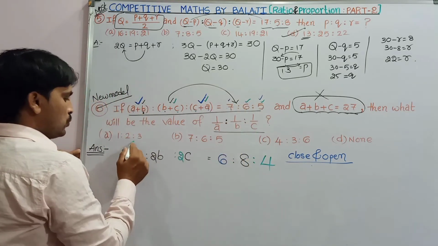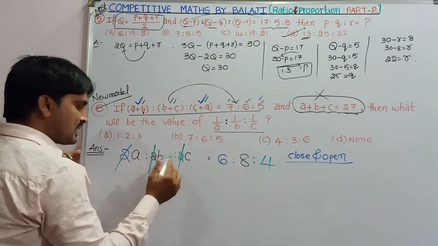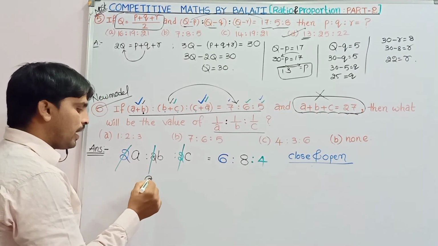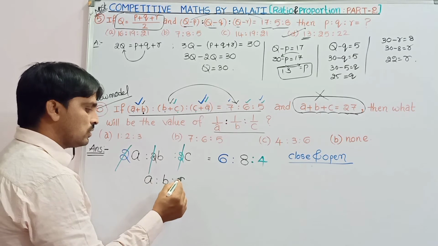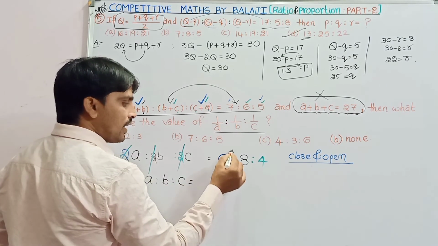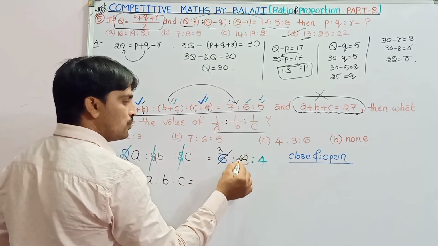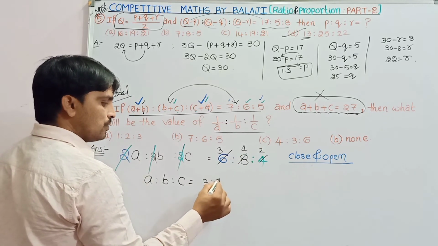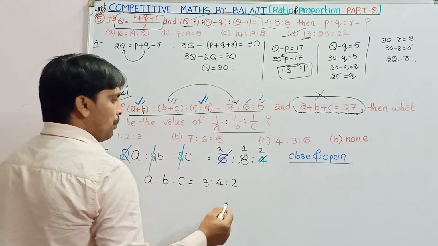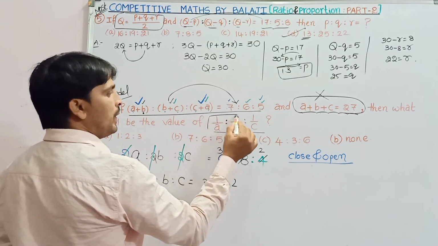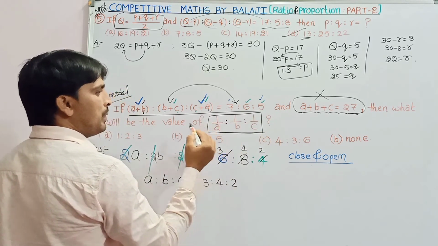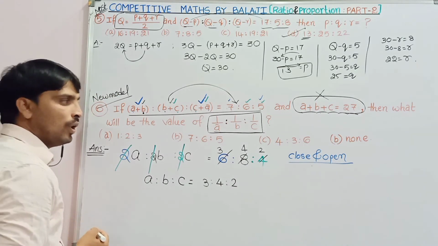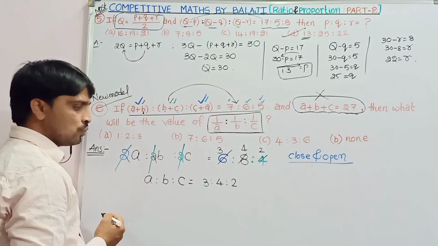So the 2 equal terms get cancelled. That is a is to b is to c equal 6 is to 8 is to 4. Here also we can cancel: 2 3s are 6, 2 4s are 8, 2 2s are 4. We get 3 is to 4 is to 2. But we have to find 1 by a is to 1 by b is to 1 by c.